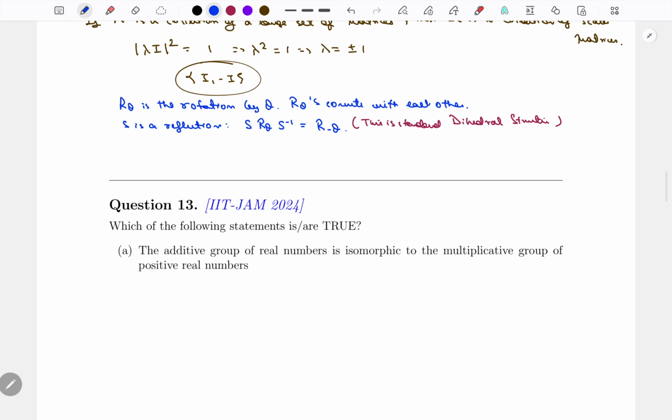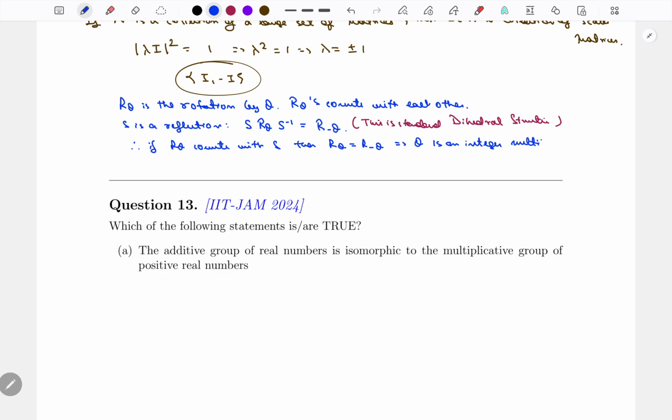So for R theta to commute with S, what do you need to have? So therefore, if R theta commutes with S, because that is all what we need, then what should you have? You should have R theta equal to R minus theta. So therefore, rotation by an angle theta counterclockwise should be the same as rotation by an angle theta clockwise. But what is the only possibility here? So this implies that theta is an integer multiple of 2 pi, right?